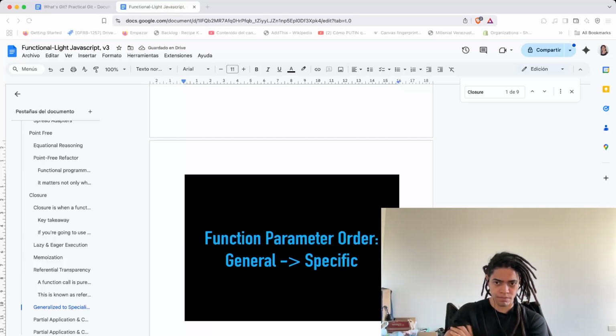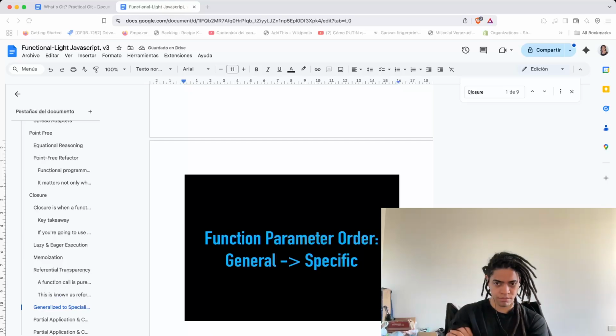If you had the most specific one on the left, well, now it's going to be harder to provide that input because you're trying to provide a more general input first, and you're having to skip over a more specific input. So it's important when we design our functions to design them so that their parameter orders are going from general to specific. By the way, you will encounter this in your functional libraries when you're exploring something like Ramda or whatever.